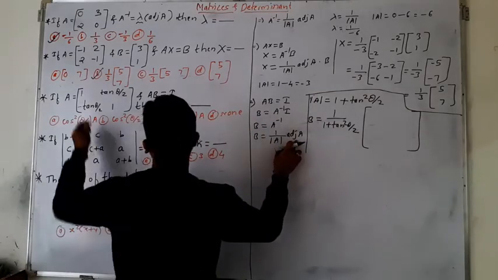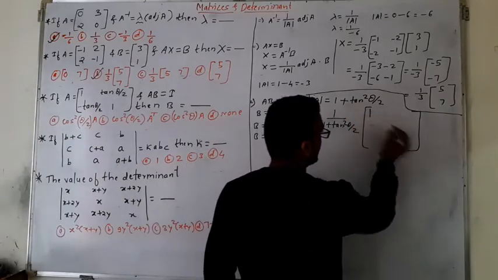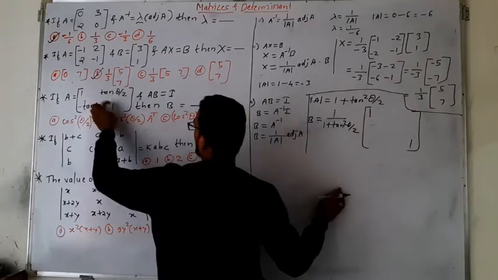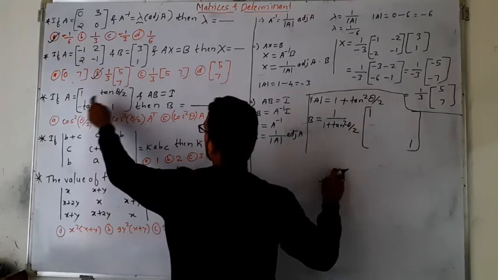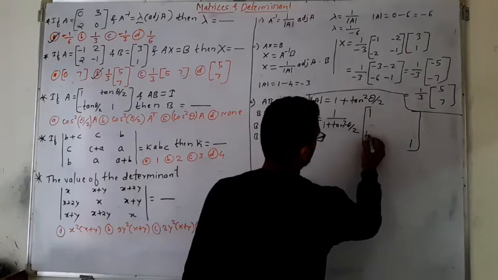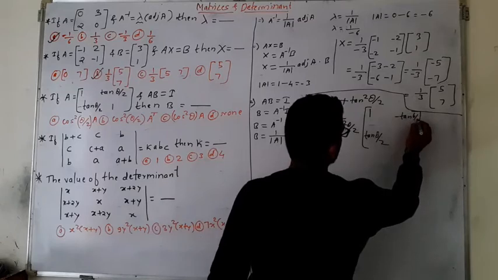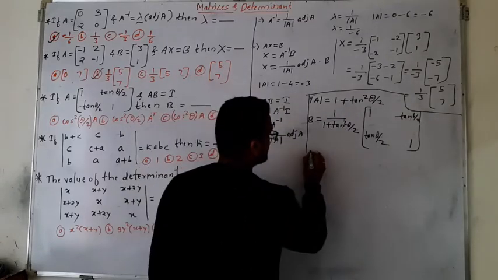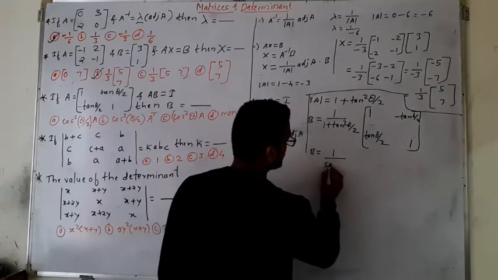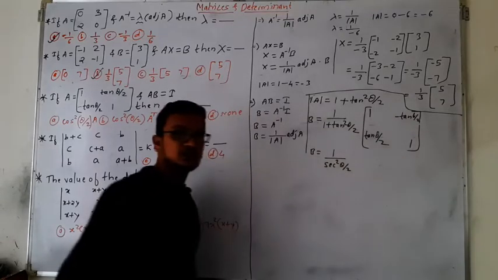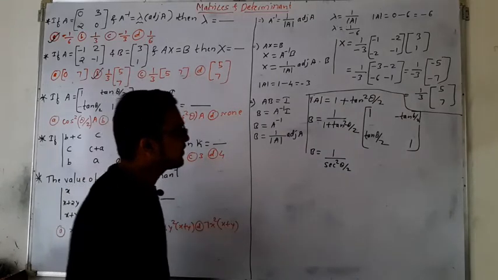adjoint of A. Adjoint means what? It is a 2 cross 2 matrix again. So replace the principal diagonal elements. If I replace this, both are the same, so again we get the same, and interchange the signs of the non-principal diagonal elements. So this minus will become plus tan theta by 2, and this plus will become minus tan theta by 2. Okay, now B is equal to, see, 1 plus tan square theta by 2 will be sec square theta by 2, using the trigonometric second identity.